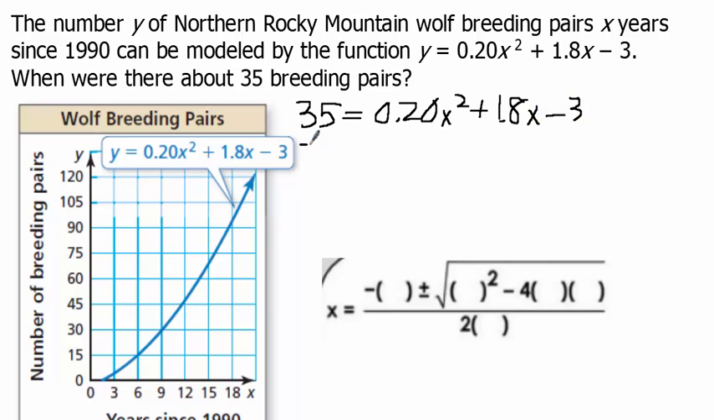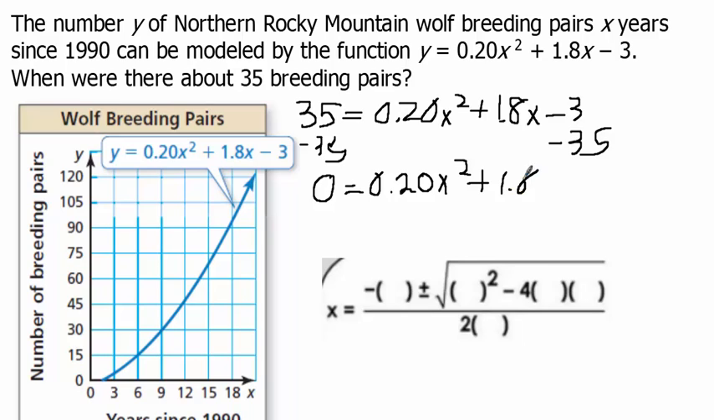So in order to get this in standard form, I need to move the 35 to the other side. So now that I have 0 equals, I'm ready to use the quadratic formula, recognizing that A here is 0.2. I'm going to go ahead and put that here. The next 0 does not change the accuracy of the term. Then I have B. B is 1.8.